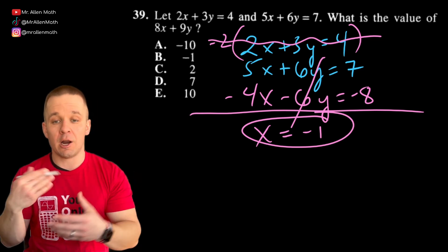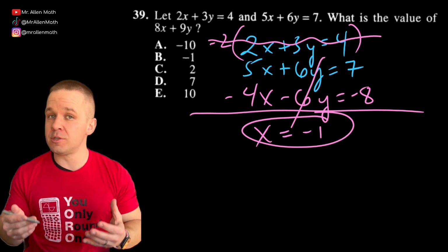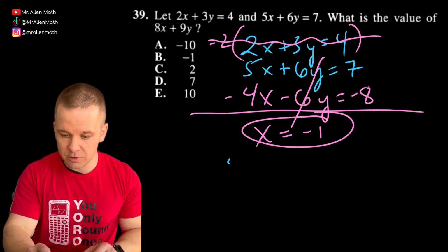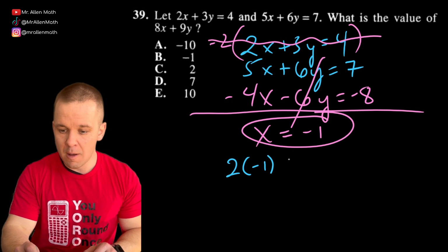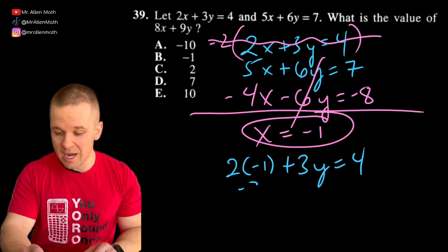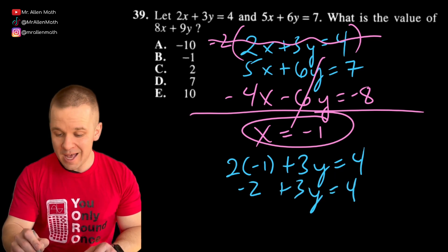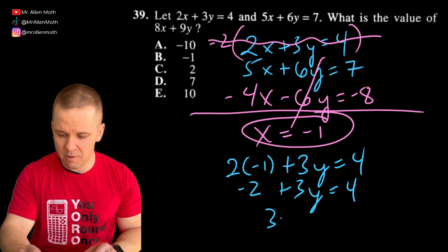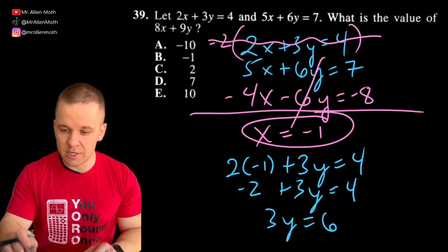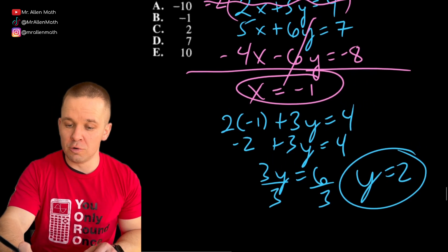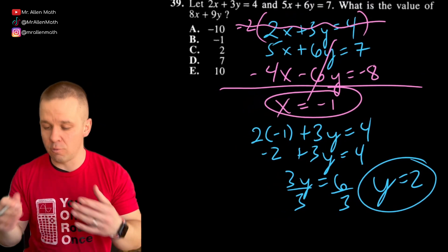That's a start. How do I get y? Well, I can take either one of those two equations and plug x in. I'll take the top equation. So I'm going to do 2 parentheses negative 1 plus 3y equals 4. This is going to be negative 2 plus 3y equals 4. And then I've got to add the 2, so I get 3y equals 6. So let's divide by 3, and I get y equals 2. Okay, so those are my two values for x and for y.